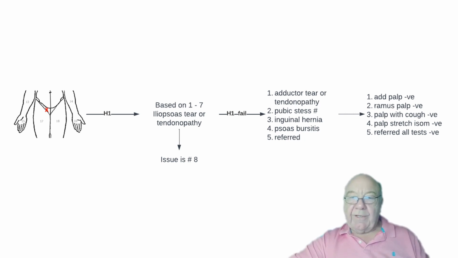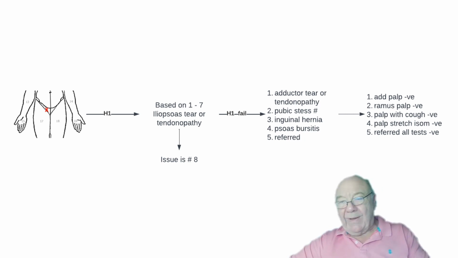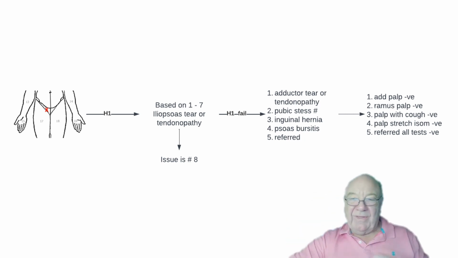So if we look at differentials now, we've got an adductor tear or tendinopathy, pubic stress fracture rather, inguinal hernia, psoas bursitis, or referred. So for the adductor tear, we can palpate the tendons. We can do adduction as well, but palpating tendons where it's negative tends to rule that out. Pubic stress fracture, it's a wrong history. These things are slower. They come on gradual. So again, though, you can palpate the ramus and see if that's tender.